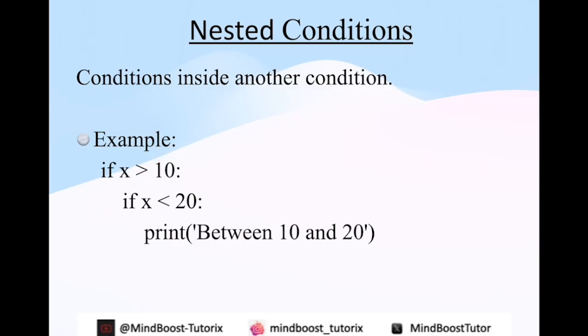So your first condition is true, and suppose your x value is 12, then the second condition will also be true, and it will print between 10 and 20, right? And suppose your first condition is true, x is greater than 10, and x you can consider as 21, right?